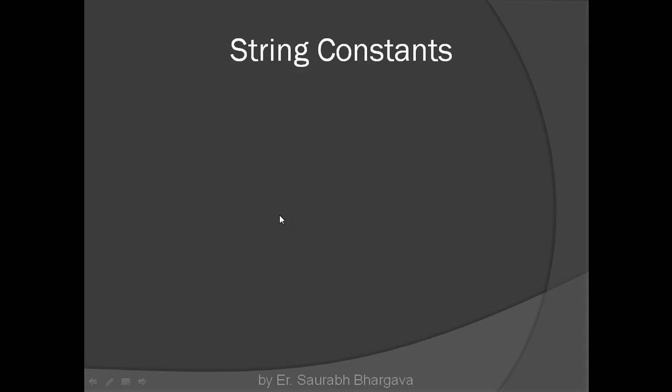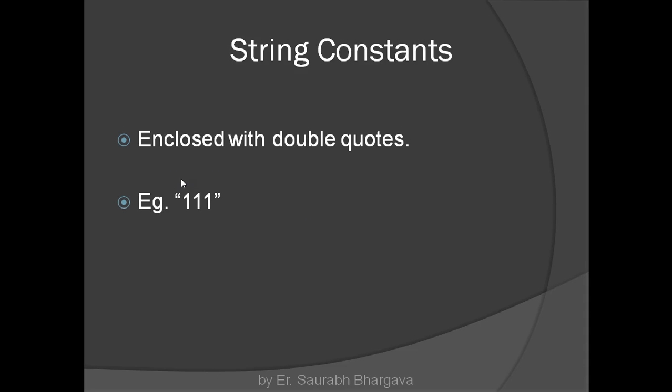Next is a string constant. String constants are enclosed with double quotes. Even if we write a combination of digits within the double quotes, it is also called a string constant. A combination of characters, letters or symbols, all enclosed in double quotes, are called string constants. So all these three examples are string constants.